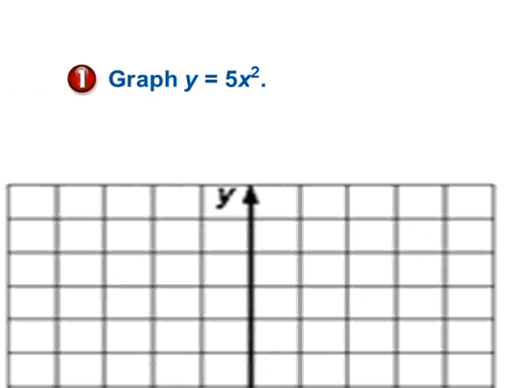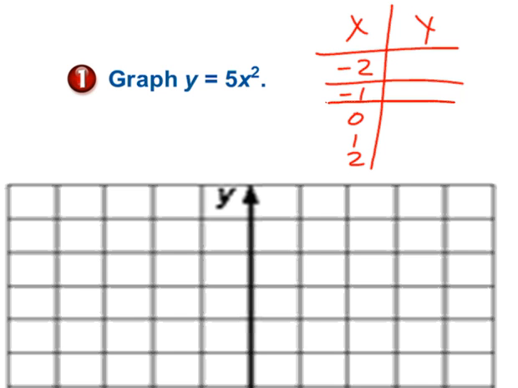Let me erase this work so we can start over, and let's calculate some values of x and y. Here I'm going to calculate values and the corresponding value of y. I'll give x some sample points: -2, -1, 0, 1, and 2. And I calculate the value of y by plugging each of these into the equation.